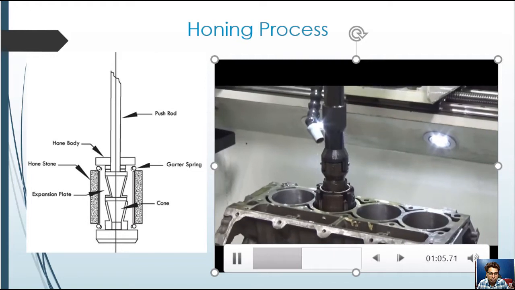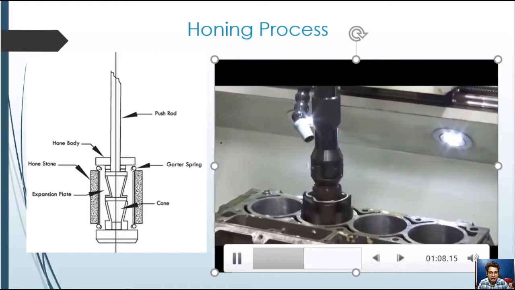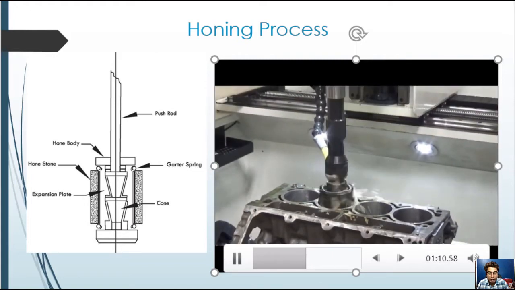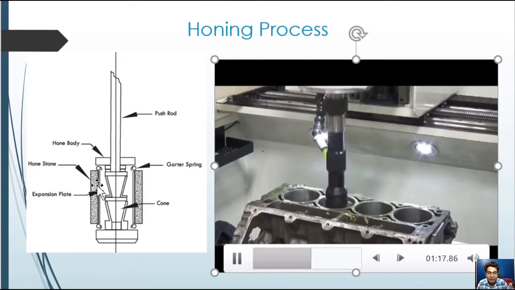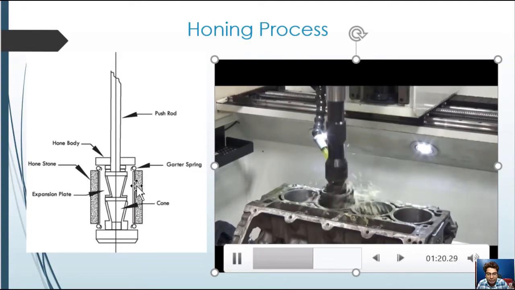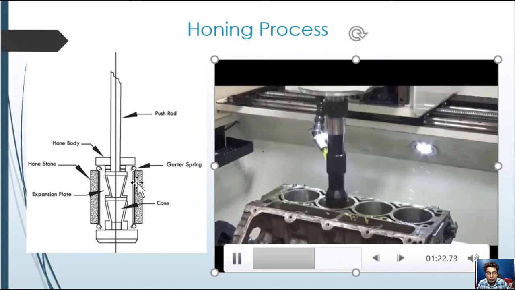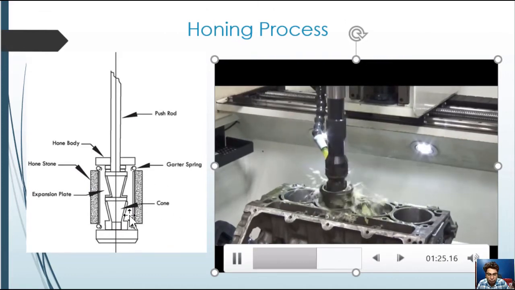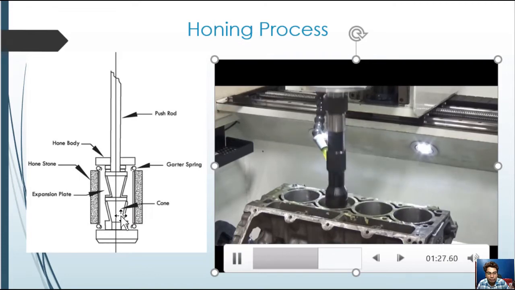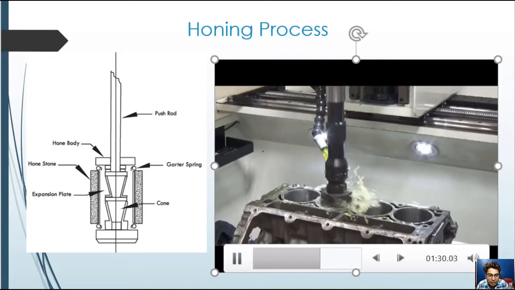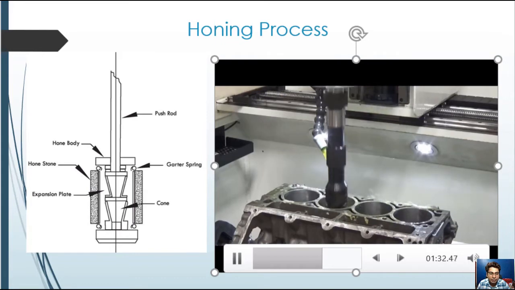Now the tool is being inserted in the next hole, the cylinder block, and as you can see, while being inserted, the tool expands after being inserted, which lets the abrasive shoe around the honing tool interact with the hole, and due to its high rotating speed and the cutting fluid which is being provided, we get a very smooth finish.